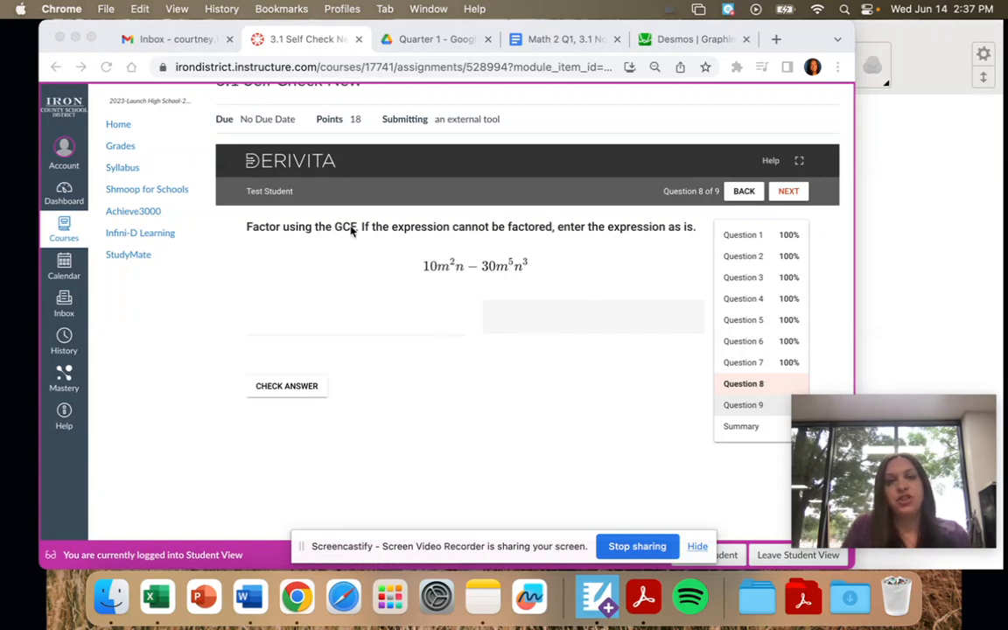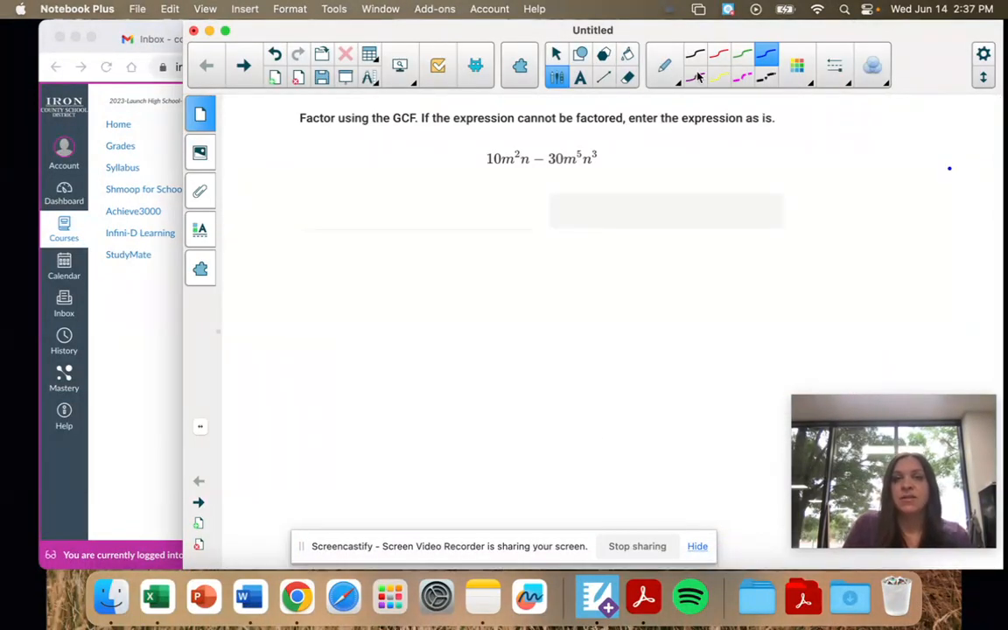Factor using the GCF. So you need to know the GCF is greatest common factor. If it cannot be factored, enter as is. So let's start with the numbers 10 and 30.